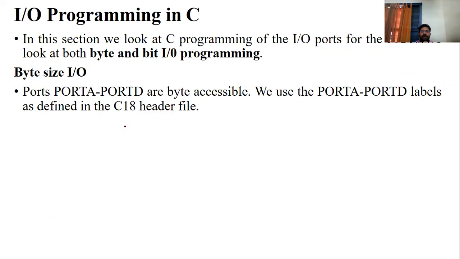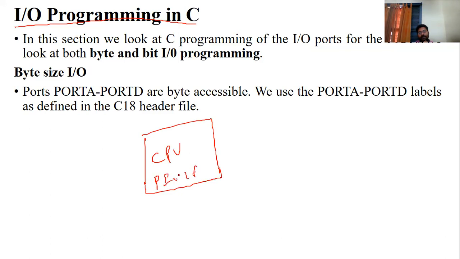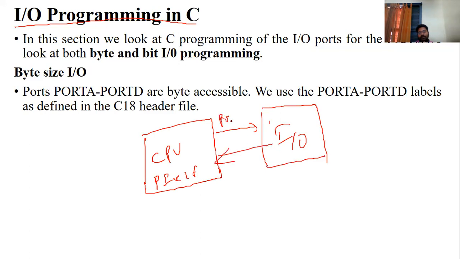See this, IO programming. The first topic is IO programming in C. IO programming is nothing but, first suppose this is the CPU, that is, PIC 18. We connect this PIC 18 to some input output device. There may be any input output device. These are the ports. It may be an output port.